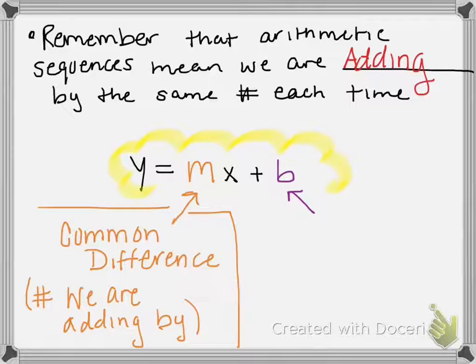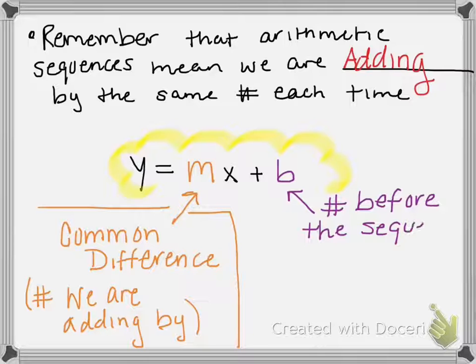And then the other important part of this equation is your b. And the b, in most cases, we know is called the y-intercept. So when we're looking at a sequence, how we find b is that it's the number before, that's why it's our letter b, the number before the sequence started. And I'll explain what that means in a minute. The number before the sequence started. So essentially, in order to find the number before the sequence started, we have to work backwards to find it.